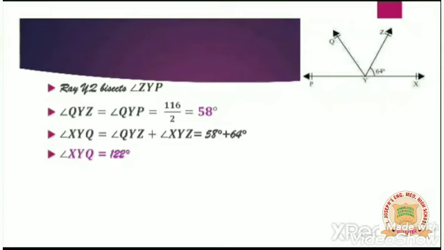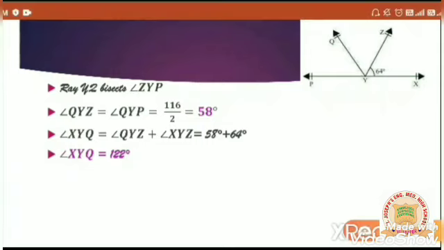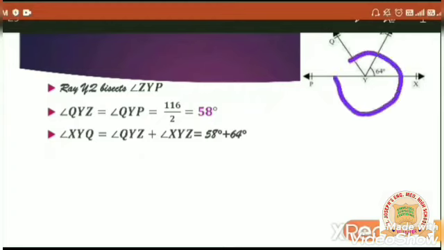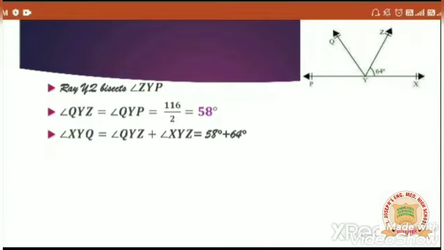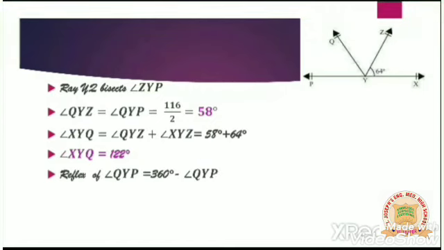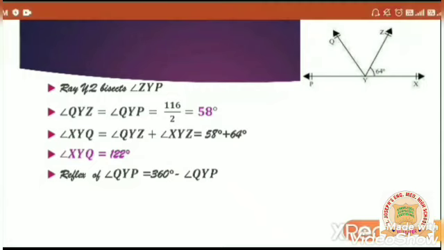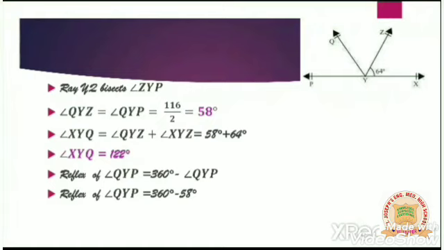Now we need to find out the reflex of QYP. QYP is this one. We need to find the reflex of QYP, that means this angle. Reflex is always found by subtracting from 360 degrees. So reflex of QYP is equal to 360 minus angle QYP. We know QYP is equal to 58 degrees. When you subtract 58 from 360, 360 minus 58 will give you 302 degrees.